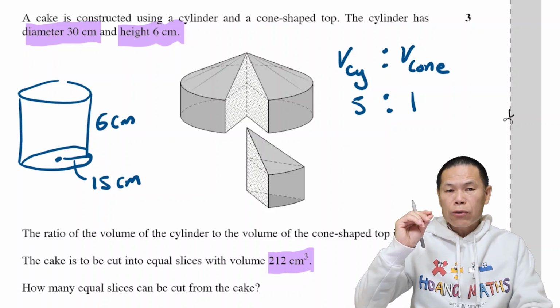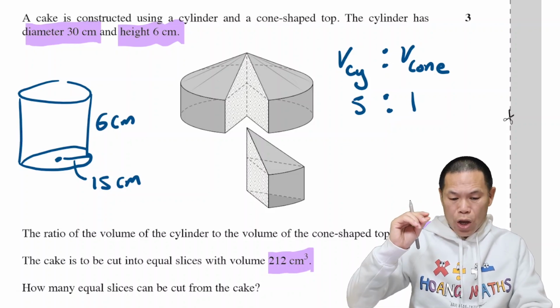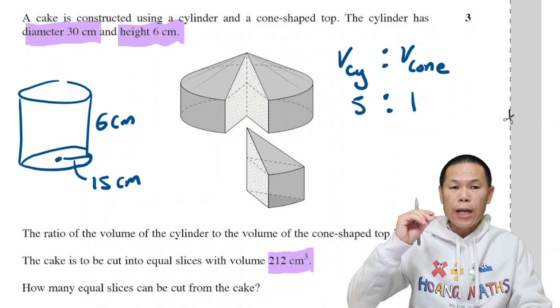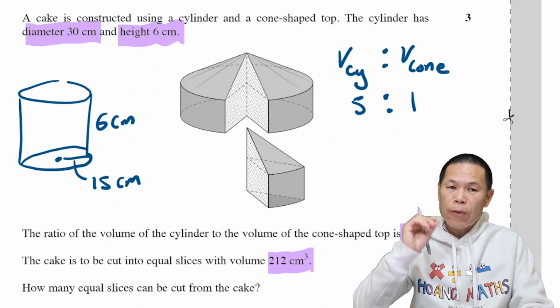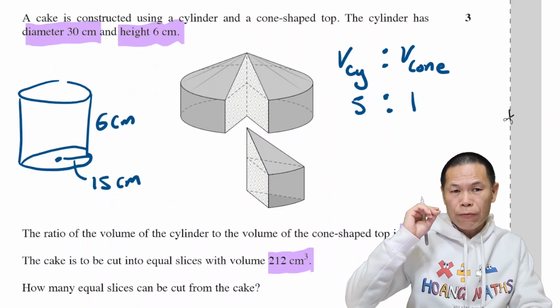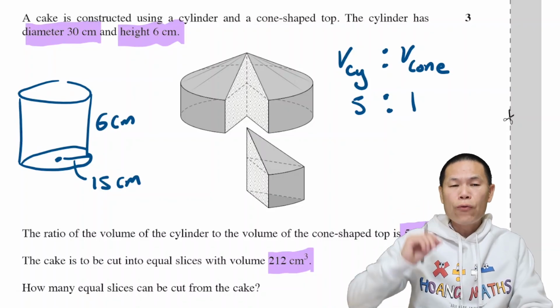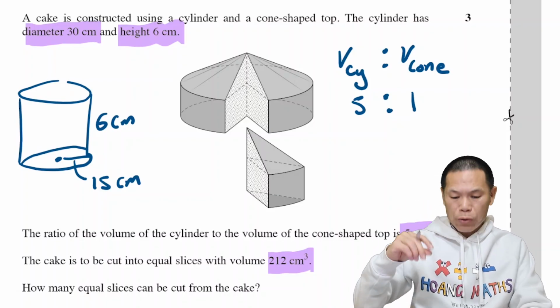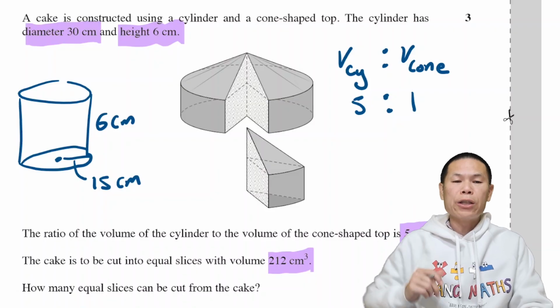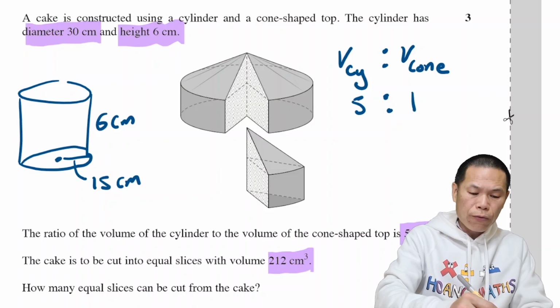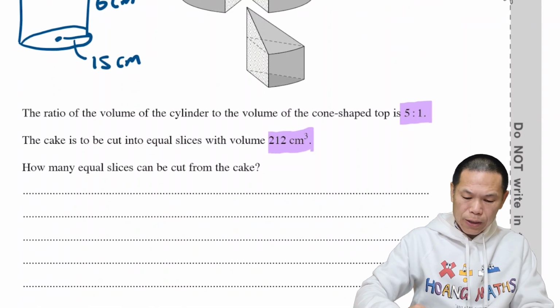So to work this out, we just need to find the volume of this cake first. In other words, we need to find the volume of the cylinder and the volume of the cone. We add them up. That will give us the total volume of this cake. And we just divide it by 212. So let me just work out the volume of the cylinder first.